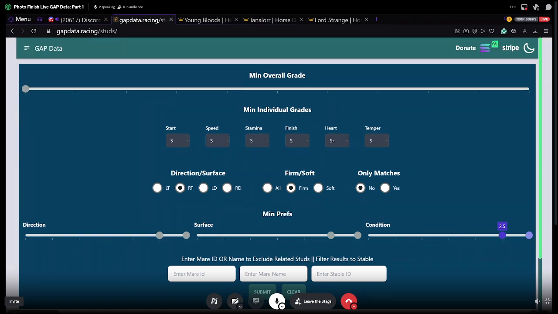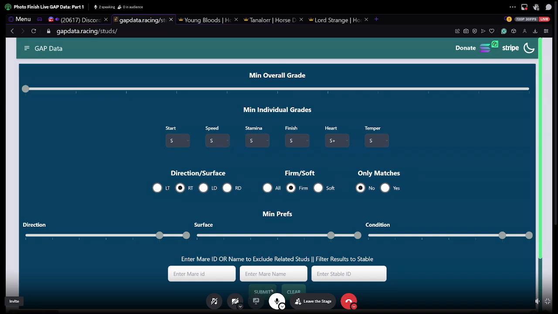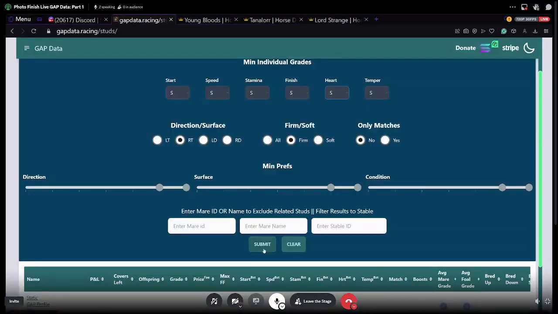Maybe it didn't. I don't know. It's kind of buggy. They really changed that screen. It used to be a lot better. I'm not a big fan of the new version. And then down below, it's supposed to give you... Okay, let's change this back to S. Okay, so I guess there are no studs with an S plus.